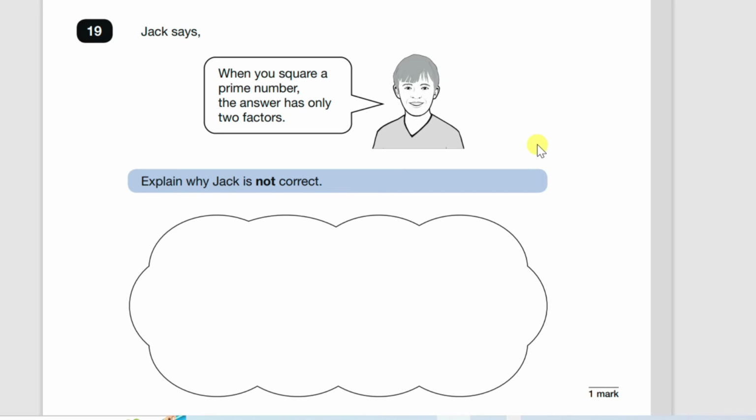So anything that's basically like 2, 3, 5, 7. You can see I missed 4 because 4 is the same. You can make 4 using 2 times 2. But all these numbers you can only make using 2 times 1, 3 times 1, 5 times 1, and so on. So the next one will have to be 11, and so on. So it tells us when you square a prime number, the answer has only 2 factors.